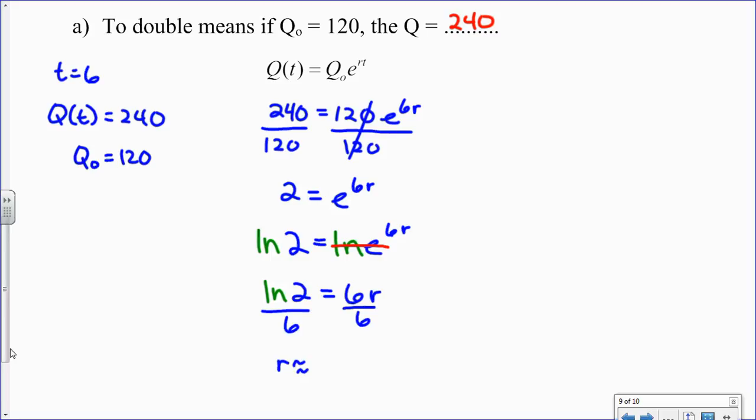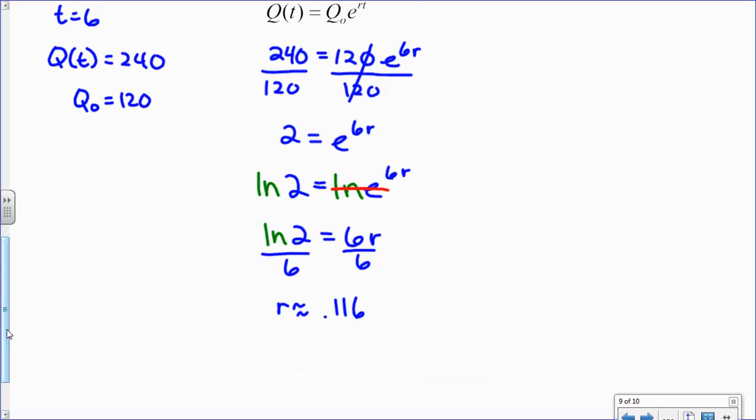Okay, so now you can do natural log of 2 divided by 6. It's also easier because we had numbers that were easier to work with. We didn't have that 1 plus or anything like that. So I got 0.116. It's a rate, so we want to do at least 3 decimal places. That's 11.6%. Okay.